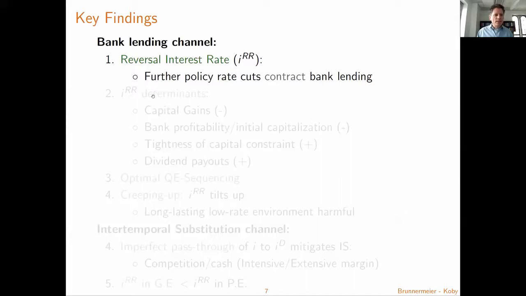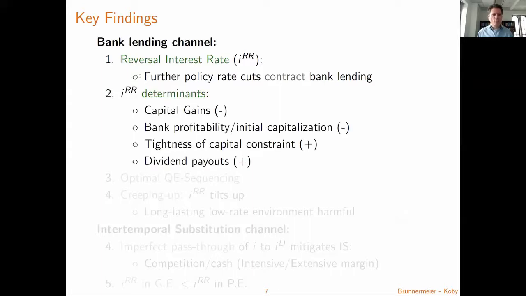So what we do essentially is first to identify where the reversal interest rate is, to get some idea whether such a reversal rate exists at all in the first place or not. And then we want to say, what determines the reversal interest rate? And we will determine that it depends very much on how big the capital gains induced by an interest rate cut are and how the bank's profitability is affected by this. And also it depends on the initial capitalization of the banks.